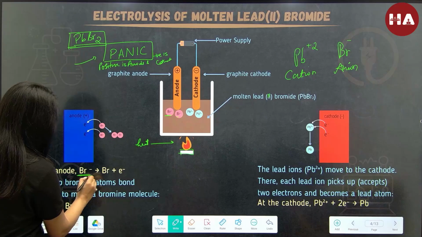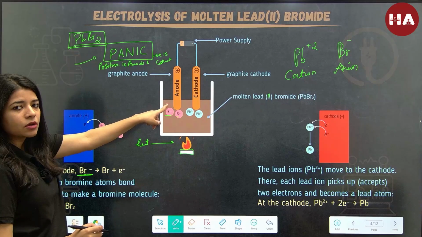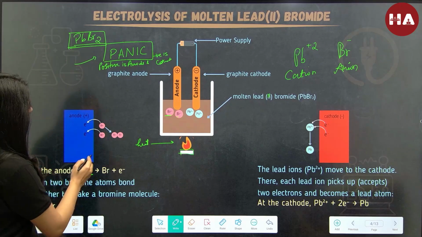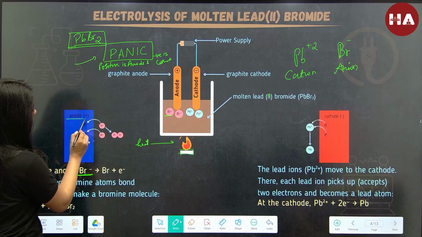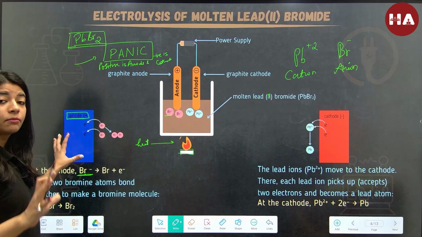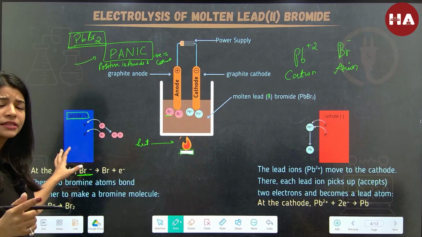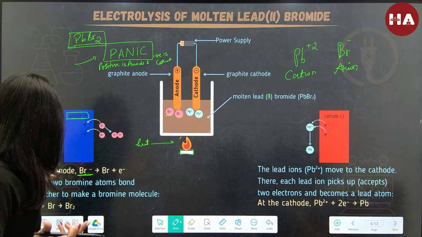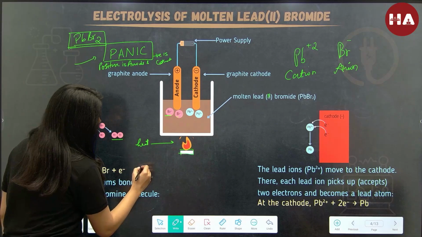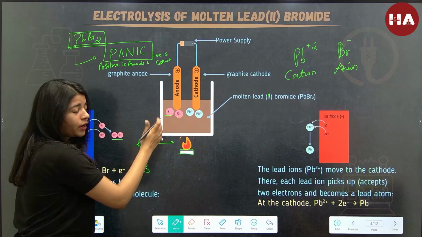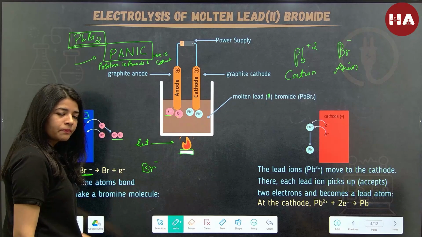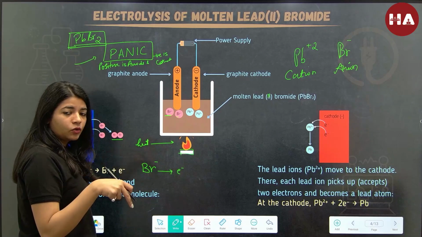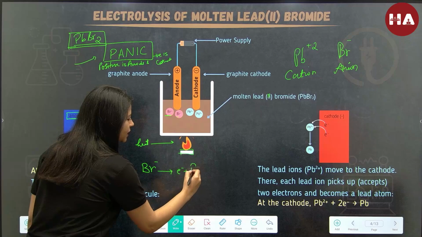At anode, Br minus comes, okay, and what happens? It loses its electrons. Here in this diagram you can see that Br minus comes, and because this anode is positively charged, it means that it is electron deficient. Hence this Br minus loses its electrons to become a neutral species, which is Br. So if I have to write the reaction, what is happening at anode, I will write Br minus comes, and then it loses electrons on anode, and it becomes Br.